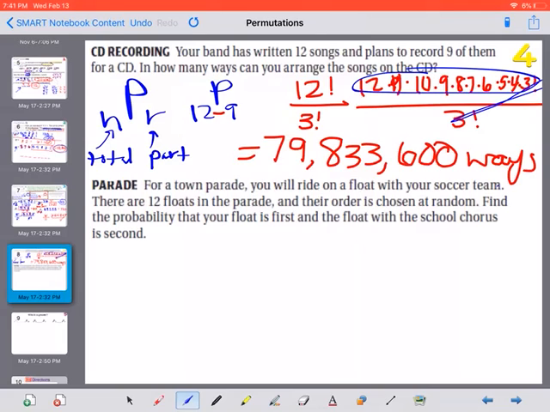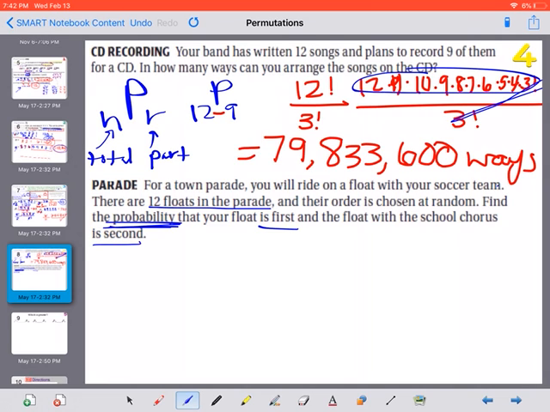All right, we're going to pick up where we left off. We were in the middle of explaining this one. We were talking about there are 12 floats in the parade. Their order is chosen at random. Find the probability, that was the key word, that your float is first and the school chorus is second.